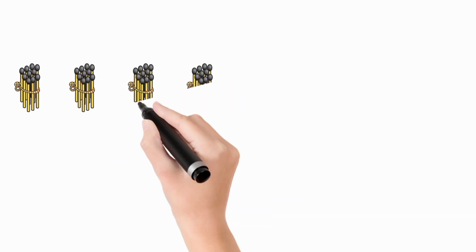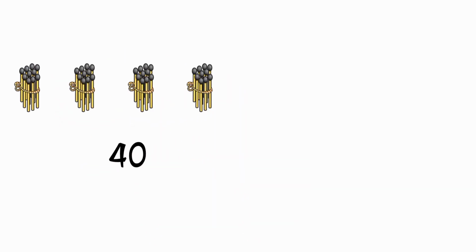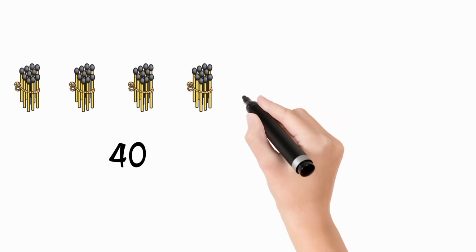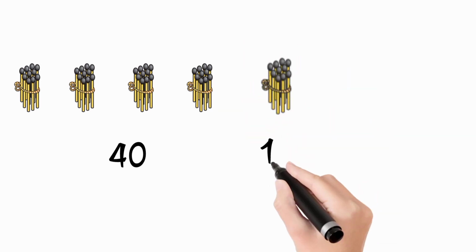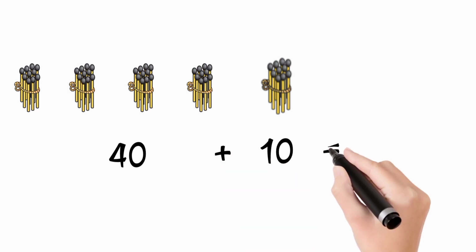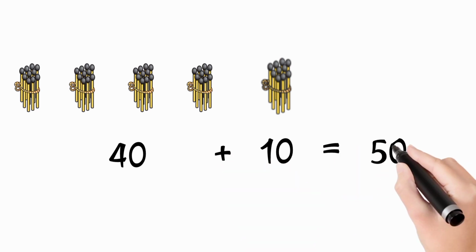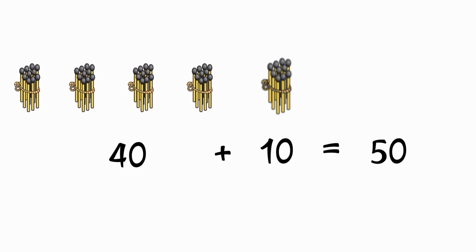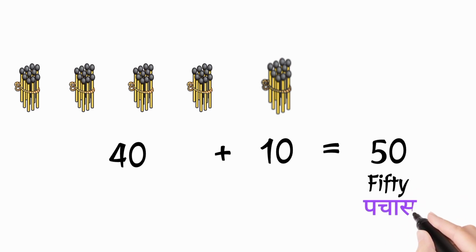Now here we have 4 bundles, which means 40, and one more bundle, which means 10. So 40 plus 10 is equal to 50. 5 tens and 0 ones, 50. इसे 50 कहते हैं.